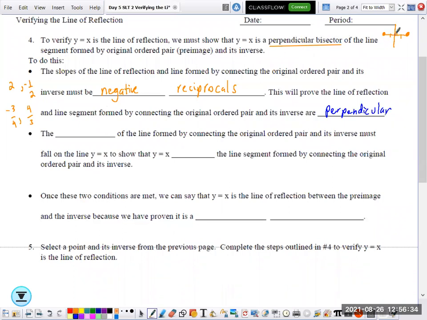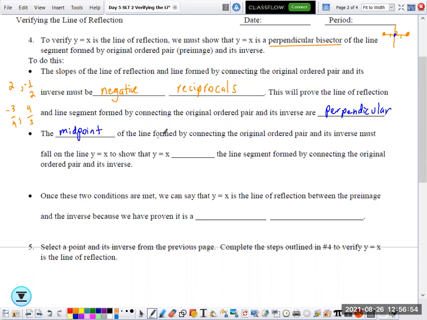Think to yourself, what do I call this point formed right here, where the perpendicular bisector meets the line segment? What would I call that? The blank of the line formed by the original pair and its inverse: the midpoint.